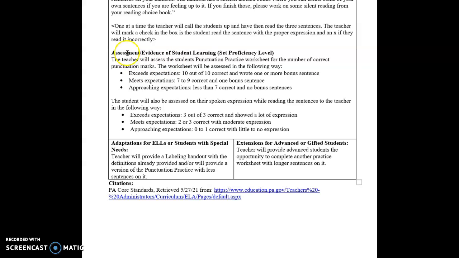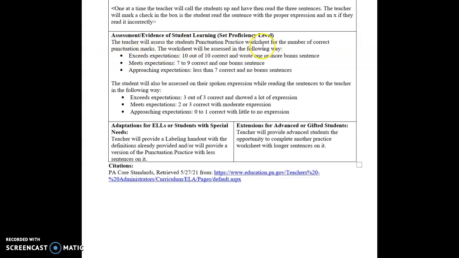It is late. But for assessment, the teacher will assess the punctuation practice worksheet for number of punctuation marks that they got correct. If they exceed the expectation, it would be 10 out of 10 correct, and they wrote 1 or more bonus sentence. Meets expectation is 7 to 10 correct and 1 bonus sentence, and approaching expectation is less than 7 correct with no bonus sentences.